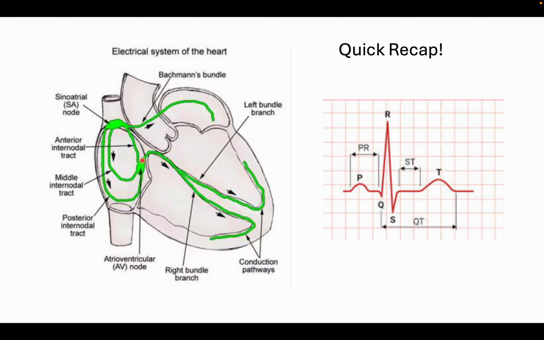The AV node will then send the electrical signal down the His bundle system, down each respective bundle branch, depolarizing our ventricle, forming the QRS. The whole thing repolarizes, forming the T wave. For this topic, we're really interested in the PR interval, and we'll see how that varies with each AV block. With regards to AV blocks, there's three types: first degree, second degree, and third degree. So we'll go through those now.